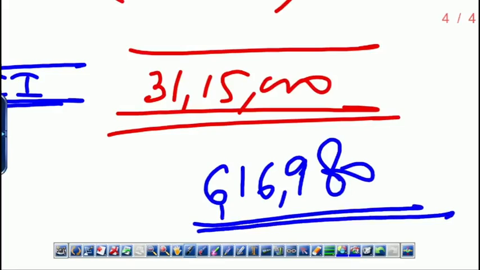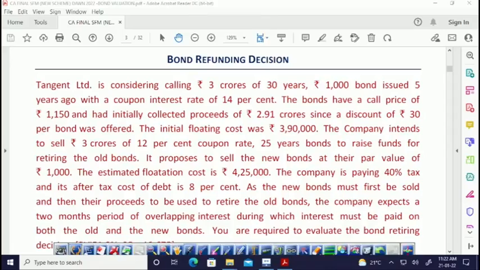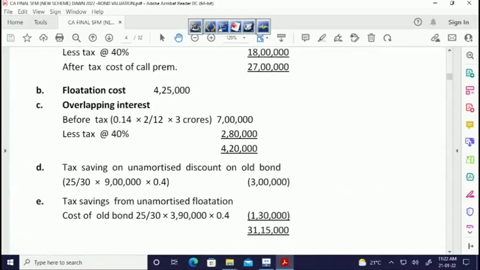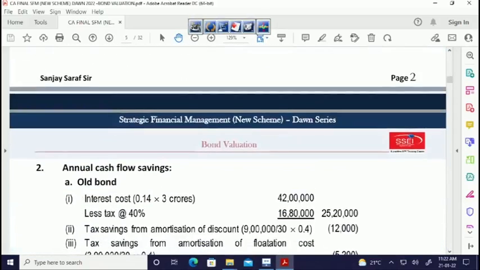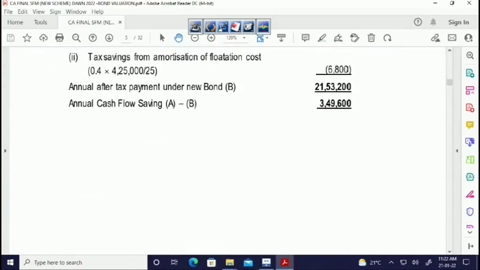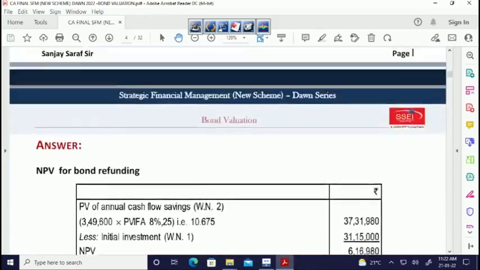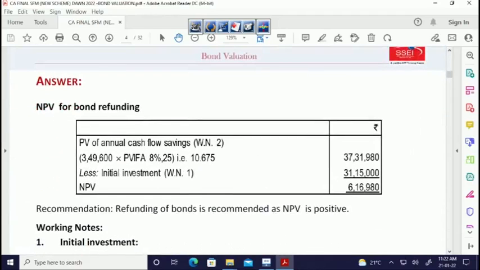If you have taken classes from me, in the class notes it's beautifully dictated, all the steps, step 1 and step 2. 6 lakh 16,980. Okay, let's check their answer. Where is the answer? NPV is 6 lakh 69,980. The final answer is presented right at the top, and then the working notes are there. So that is the bond refunding decision.